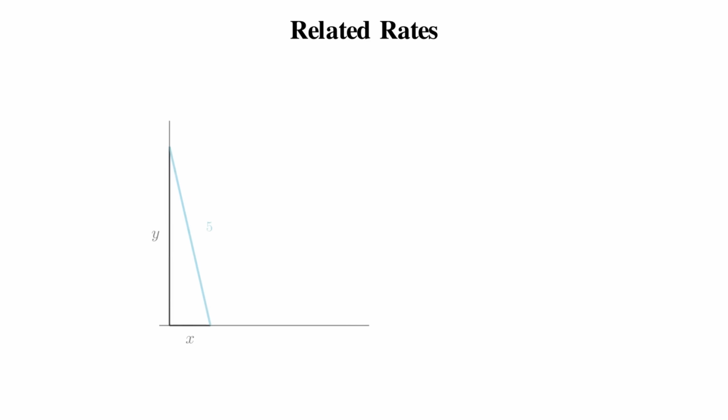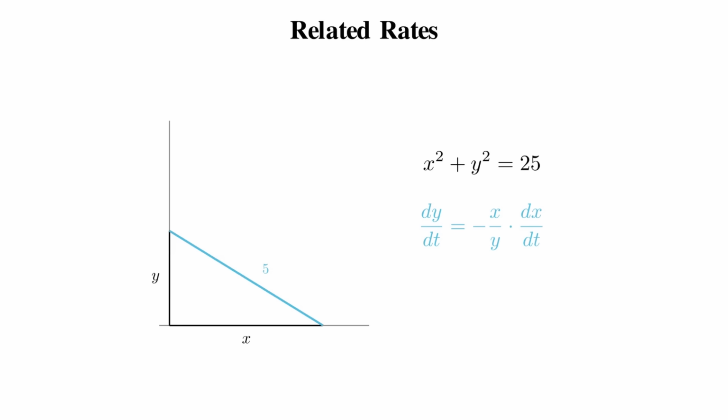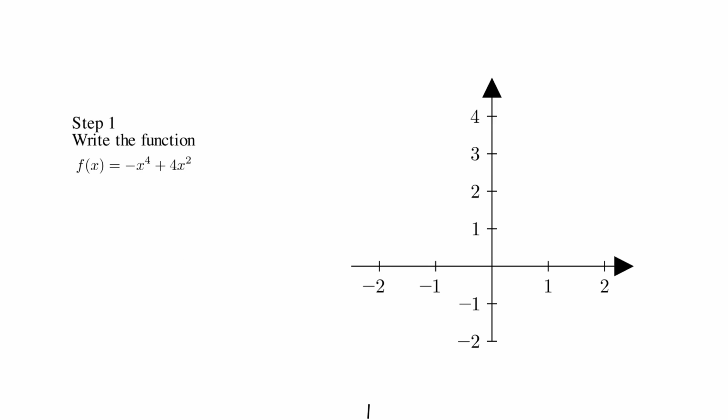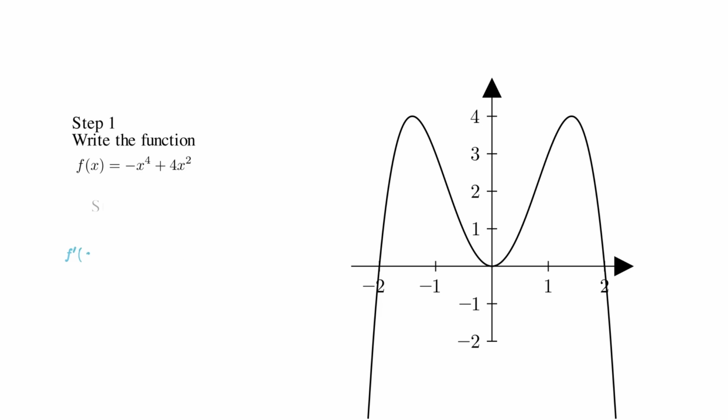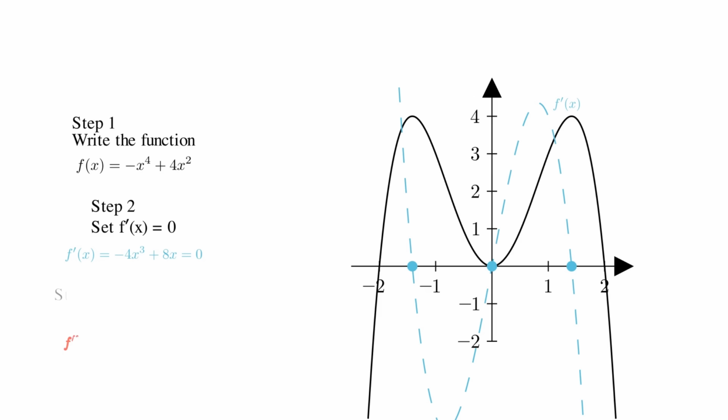Related rates. These problems give you how fast one thing is changing and ask how fast something else is changing. Both variables are functions of time. With optimization, you'll need to find the maximum or minimum of something, but you'll always follow the same 3 steps.